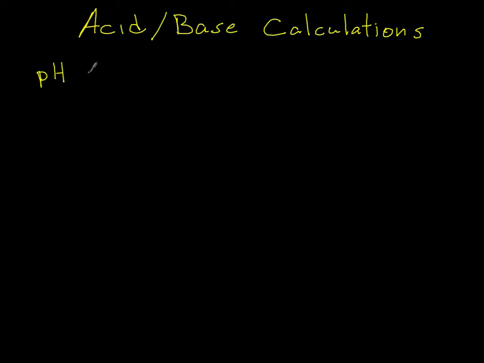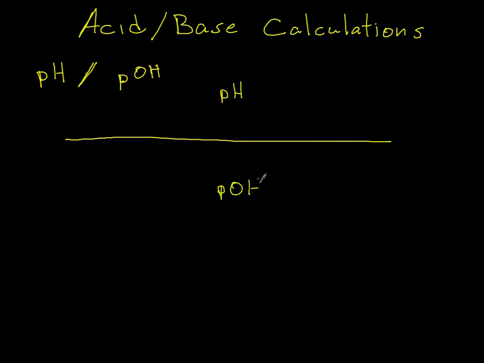Okay, so we're going to start doing acid-base calculations. The important thing to know as we start this is that we know there is a pH scale, but there is also a pOH scale. We'll get into exactly what those are a little bit later, but for now just know that there are two scales. Let me draw it out: we'll put pH up here on the top half of this line, and we'll put pOH below that line.